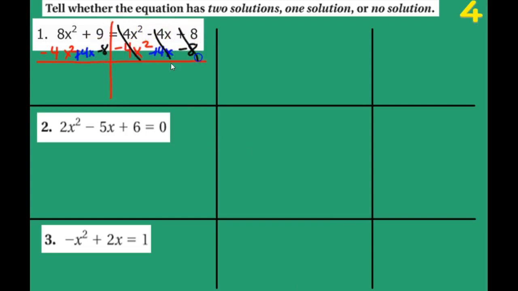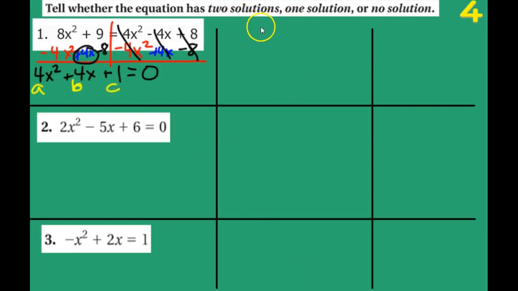So all of this side eliminates. I'm going to move this over so I have room to write here. I have 8x squared minus 4x squared. 8 minus 4 is 4. There's only one term with an x here, so plus 4x. And then 9 minus 8 gives me 1. So A is 4, B is 4, and C is 1.